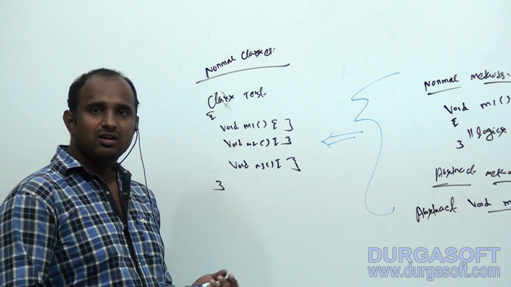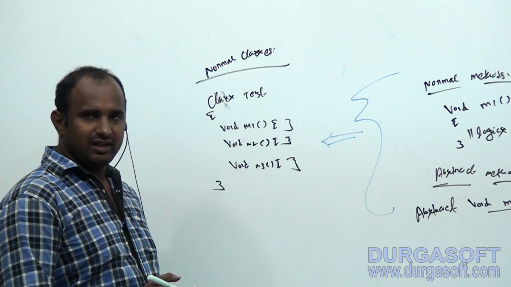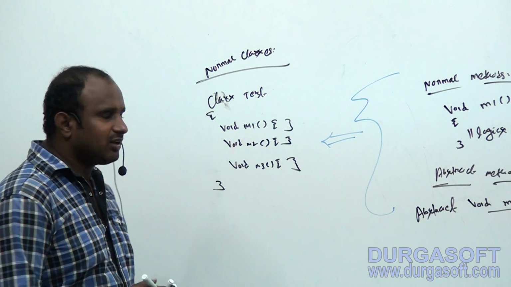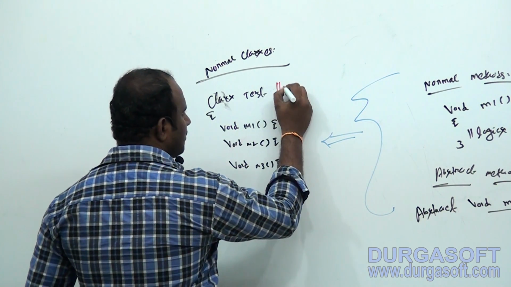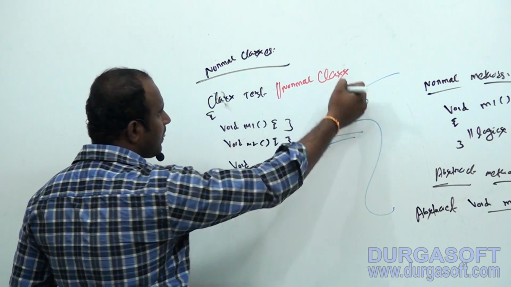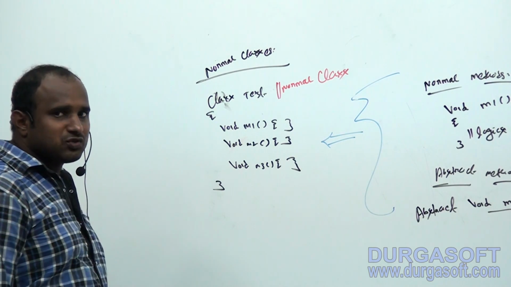The three methods are normal methods. The class contains only normal methods. That class is said to be a normal class. But then what do you mean by abstract class?